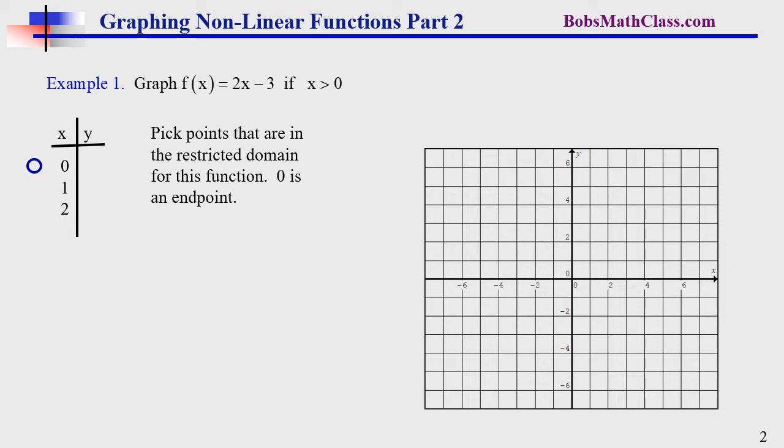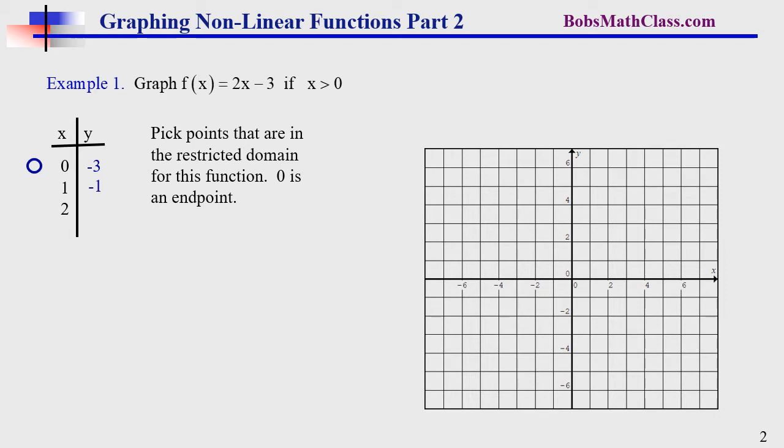Okay, let's plug in those numbers into the function. You could use your calculator or do it by hand. So plug in 0, what do you get? 2 times 0 is 0, and then 0 minus 3 is negative 3. Right? Remember, you could always pause and work it out on your own. Then plug in a 1. 2 times 1 is 2. 2 minus 3 is negative 1.